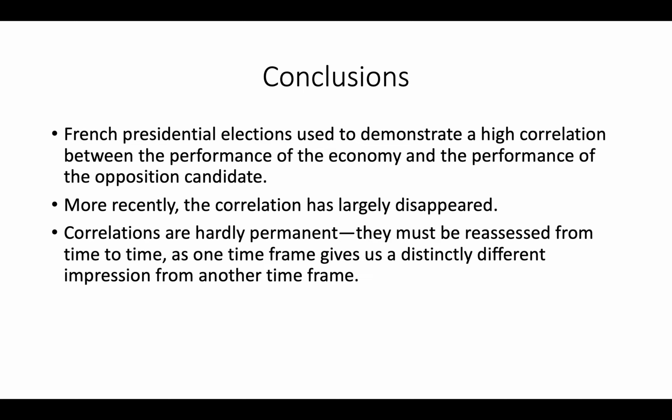What conclusions about French presidential elections can we make based on our two subsample calculations? First, the correlation between the state of the economy and the vote for the opposition candidate is variable based on historical era. The 1965 through 1988 era had a much larger correlation than does the 1995-2017 era, where the correlation has largely disappeared. Thus, this type of economic voting in France is much reduced, and other factors will need to explain French presidential voting patterns. As well, correlations must be reassessed over time as they can change.